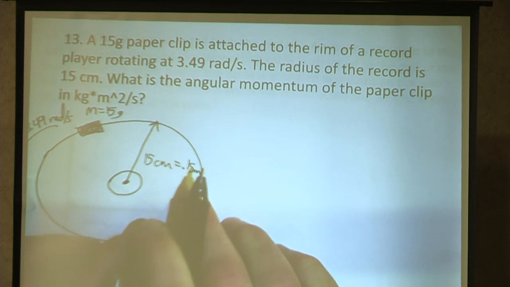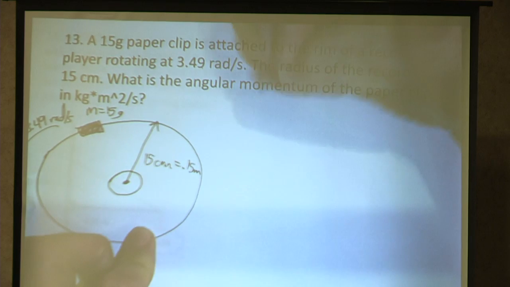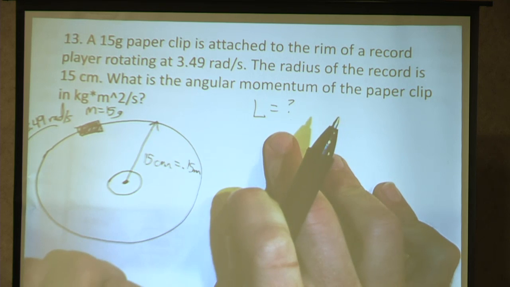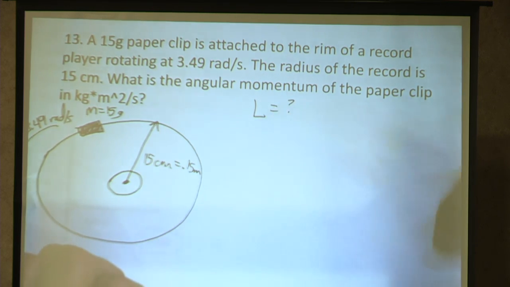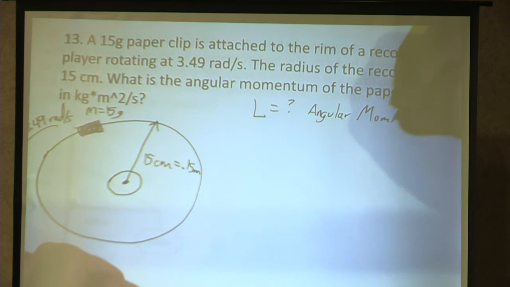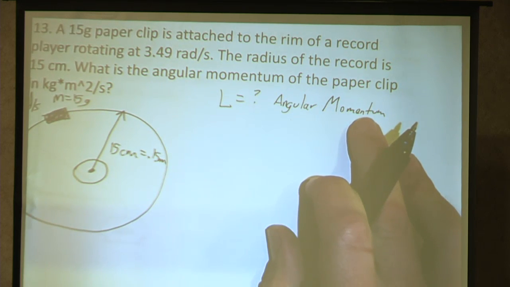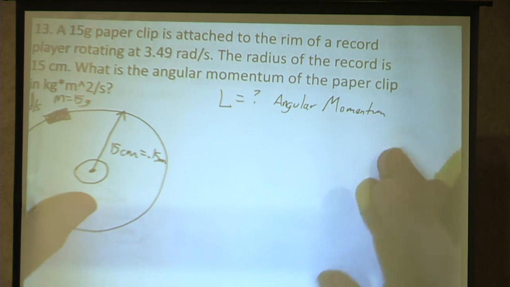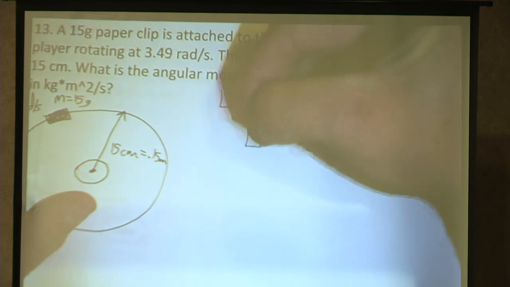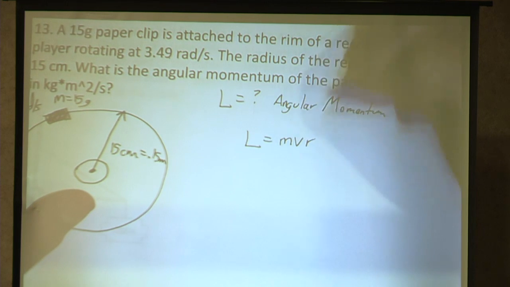What is the angular momentum of the paperclip? So I've seen this written, the variable is L. I don't know if you guys have a different variable, but this is what I call angular momentum. That's what I've always seen it as. Okay. So there's an equation that you guys should be provided with on your formula sheets. The angular momentum is equal to the mass times the velocity times r.